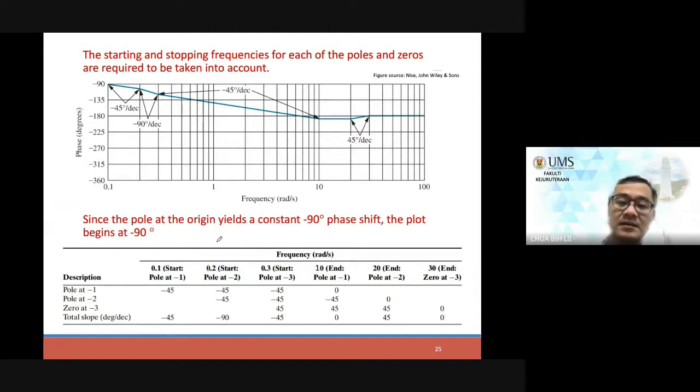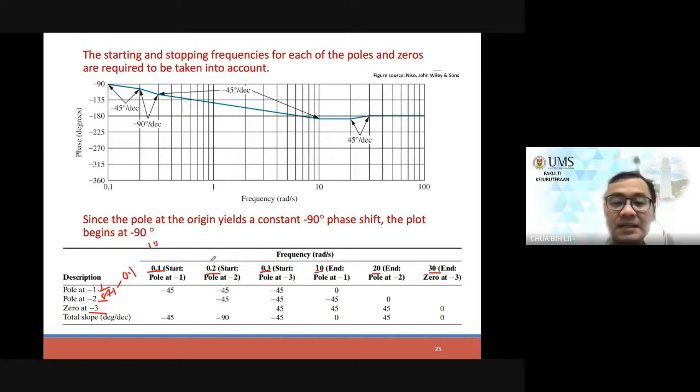Same thing, this is 1 over s plus 1, and we know that we would plot 1 decade before and 1 decade after, which means this will start at 0.1 and 1 decade after, which is 10, right? So you put 0.1 and 10. We don't use the break frequency. Same thing for this one, 1 decade before 0.2, 1 decade after 20. For the next, 1 decade before 0.3, 1 decade after 30, right?